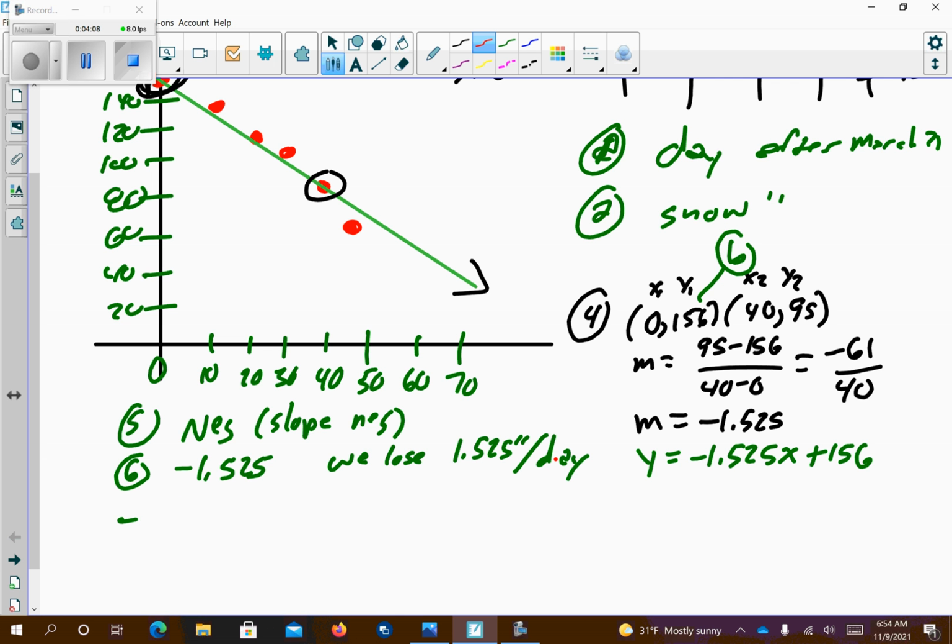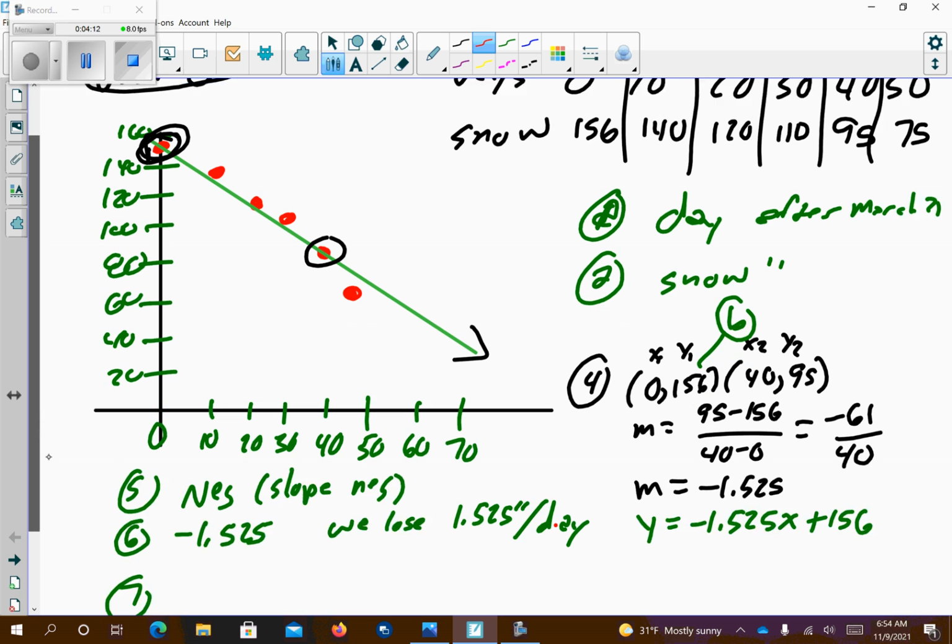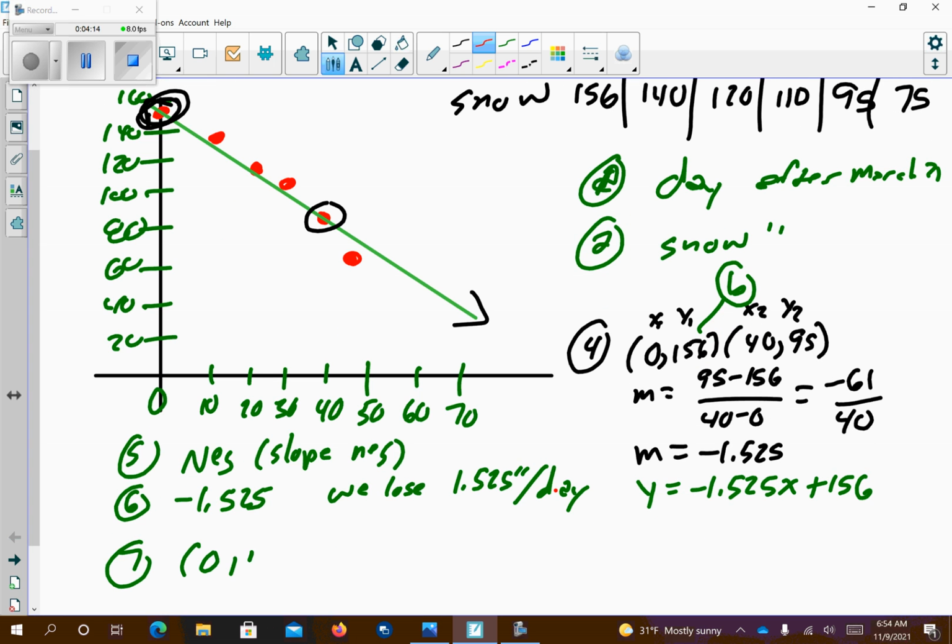What are the coordinates of the y-intercept? Well, we actually have that is 0, 156. What does it mean in the context? At March 21st, our first day of this study, we had a 156-inch base. So there was snow that was already sitting there.